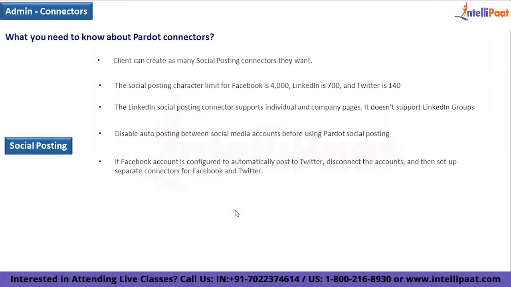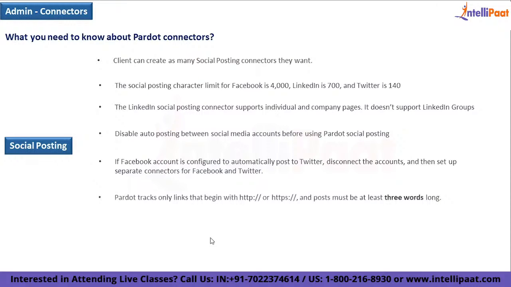Okay. So if a Facebook account is configured to automatically post, this was the one I just gave as an example. If a Facebook account is configured to post to Twitter, disconnect the account and then set up separate connectors for Facebook and Twitter. I just gave an example, like there are 3 or 4 social media channels on which automatic posting is being done. Once it is done on one account, it is automatically posted on the others. So the word automatically is important. Now, if it is interconnected to post the same image or paragraph or story, then Pardot says please do not practice that. Have individual posting so that it can be tracked by Pardot.